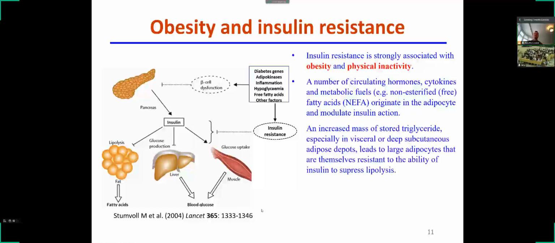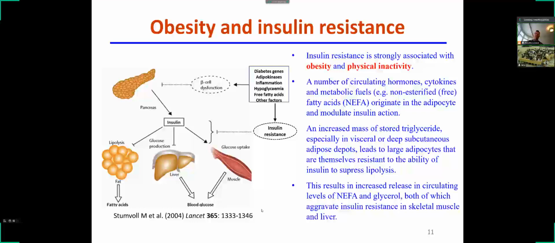This leads to an increased mass of triglycerides, especially in the visceral and deep subcutaneous adipose depots. It leads to large adipocytes that are themselves resistant to the ability of insulin to suppress lipolysis, which then results in circulating levels of non-esterified fatty acids and glycerol, both of which aggravate the insulin resistance in the liver and the muscles. So it's a vicious cycle that feeds on itself.